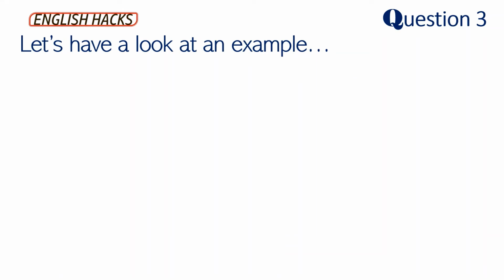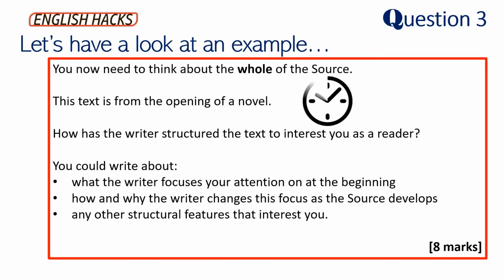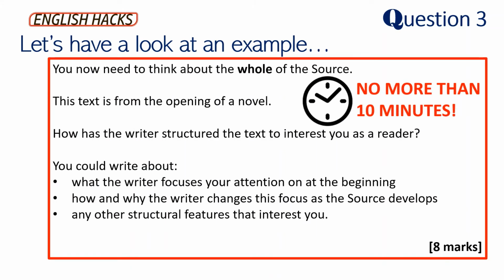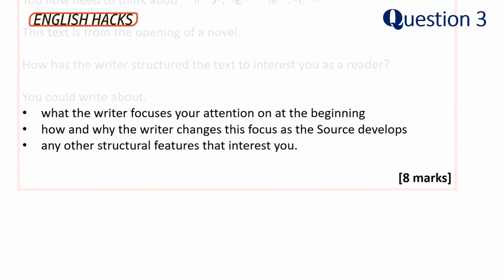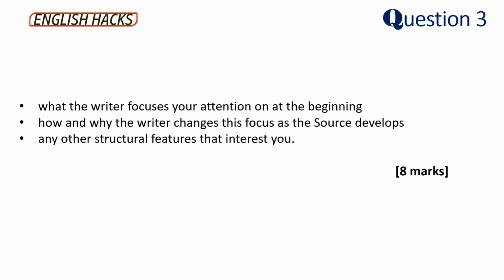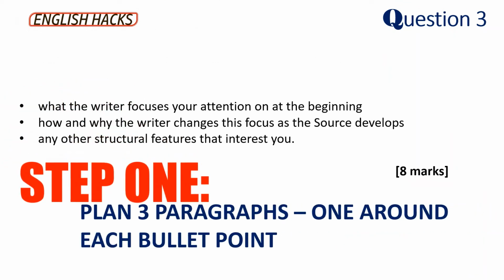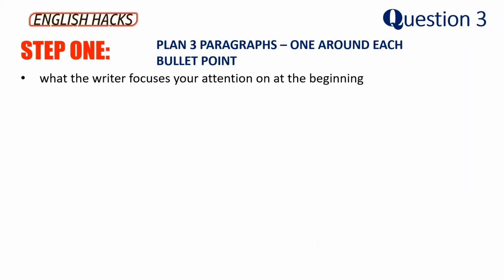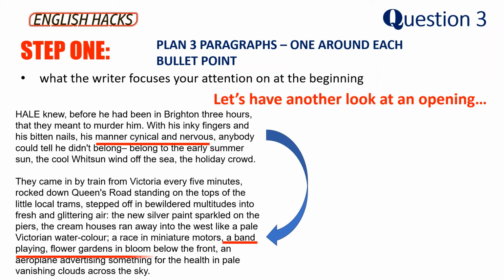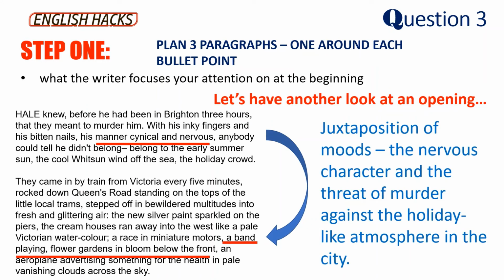So we'll have a look now at an example of the question, remembering that we should spend no more than about 10 minutes on this. The question usually gives you 3 bullet points. So try and write 3 paragraphs, one based around each bullet point. The first bullet point reads what the writer focuses your attention on at the beginning. Now we can see here that what's going on is a juxtaposition of moods, the nervous character and the threat of murder against the holiday-like atmosphere in the city.